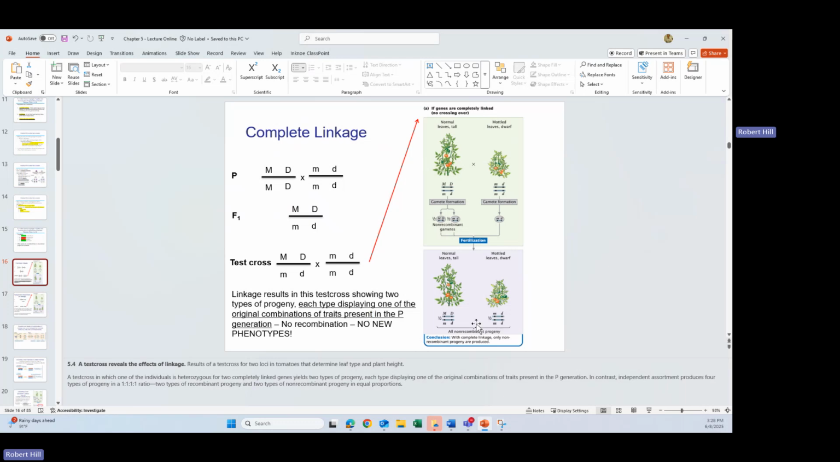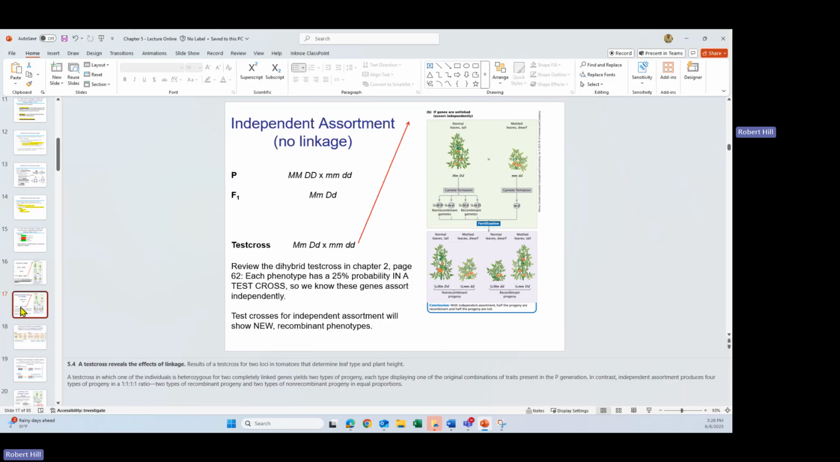No new phenotypes, and that's why you see the 1-to-1 or 50-50 type of frequencies. Okay, complete linkage, no recombinants, no new phenotypes. All right, independent assortment, right? And this, we've seen this before.